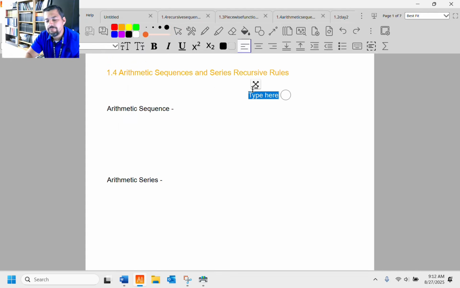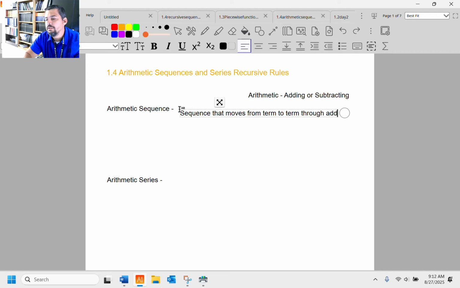I discovered from first period that most people have no idea what arithmetic is. So arithmetic is nothing more than adding or subtracting. That's all it is. It does not include multiplication and division. It's just adding and subtracting. An arithmetic sequence is simply a sequence that moves from term to term through addition or subtraction. That's all an arithmetic sequence is.